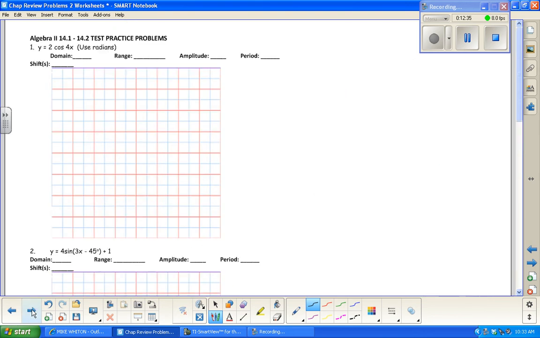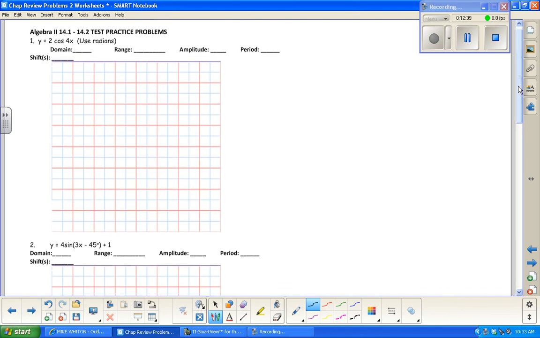sorry, this printed a little small. Hopefully it's viewable here. Just some basic graphs, not word problems or anything. So let's set this up. I don't really like how this graph paper looks, but we'll do our best here. So the equation is y equals 2 cosine of 4x, and it wants you to do it in radians.